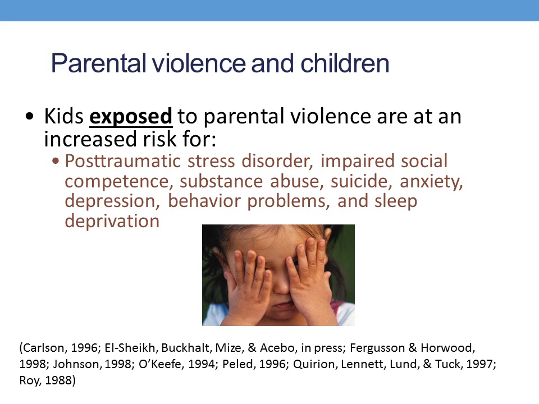Parental violence and children. It's important to realize that even if parents are not violent towards their children, if the children are just exposed to parental violence and know that it's going on, they're more likely to suffer these effects: post-traumatic stress disorder, impaired social competence, substance abuse, suicide, anxiety, depression, behavior problems, and sleep deprivation. And so being exposed to parental violence is a form of child abuse because of these negative outcomes. And this is where we have moved with this type of research, focused on looking at how it affects children, even when they're not being abused directly themselves.